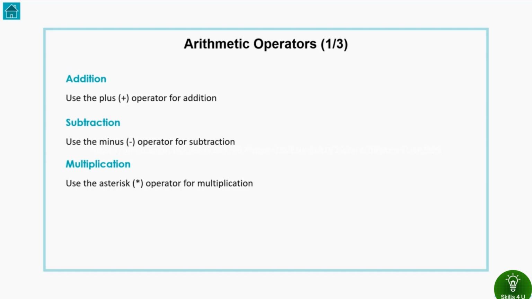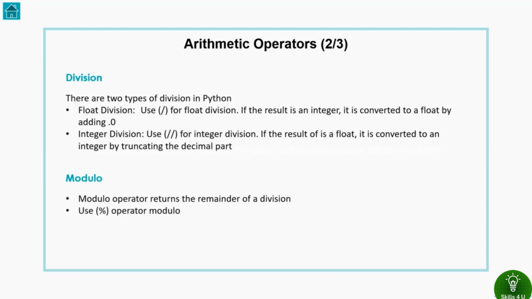For division, we have two types of operators. A single slash is used for float division and always returns a float. Double slash is used for integer division and always returns an integer. If the result of an integer division is a float, then the decimal part is truncated to make it an integer. We also have a modulo operator, which returns the remainder of the division.